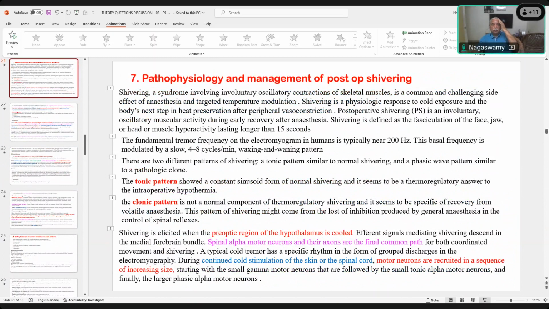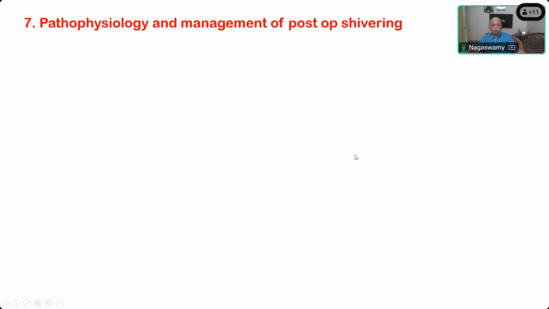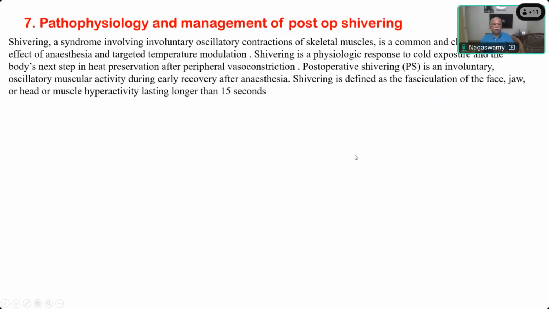So, pathophysiology and management of post-op shivering. Most of the points are covered well by Risha. So, shivering is a syndrome involving involuntary oscillatory contractions of skeletal muscles. This is the definition for shivering.